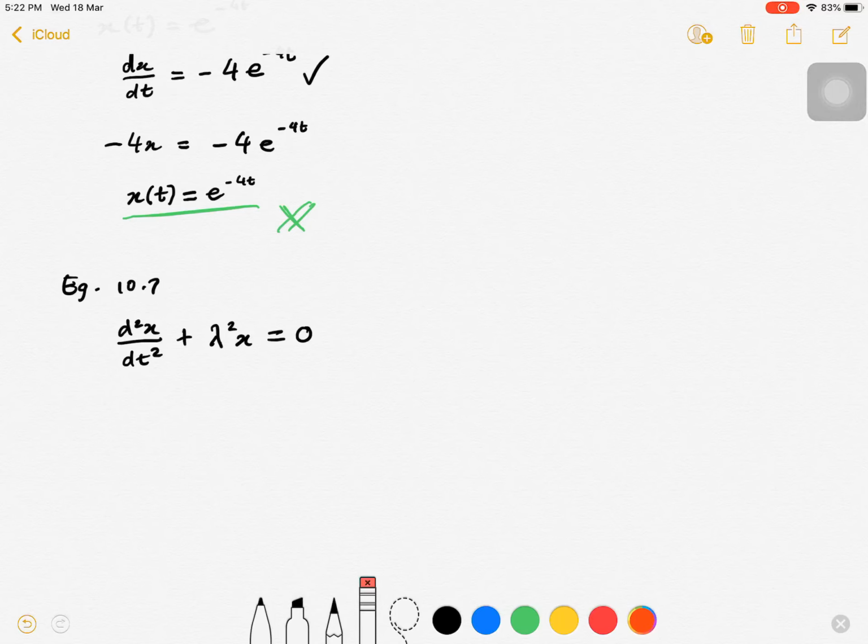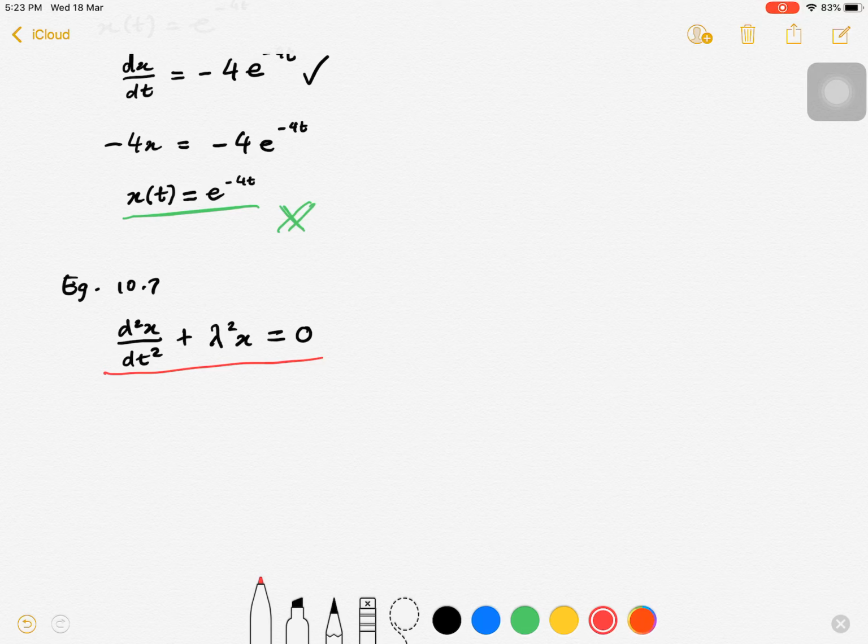Okay, now we go to the next example. Example 10.7. So we have this equation that we want to solve. The answer that we want to find is x in terms of t. So what is the solution is, again, in this subtopic 10.4.1, we need to know the formula of differentiation as well as integration.